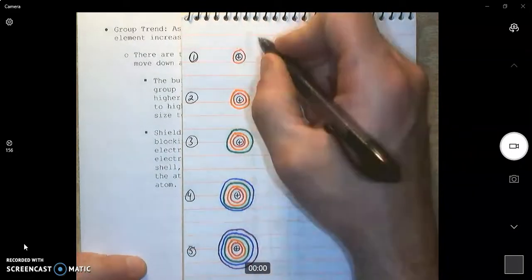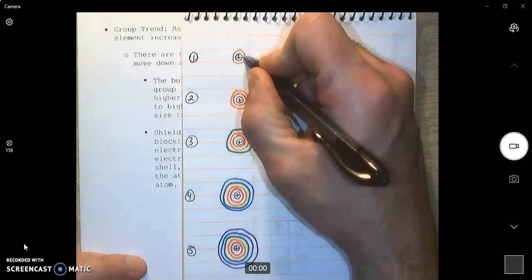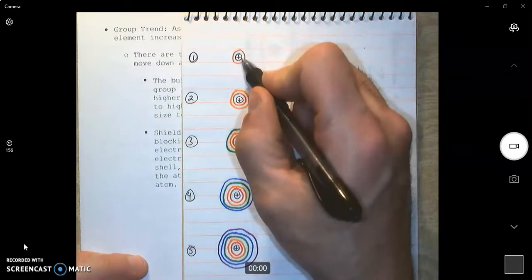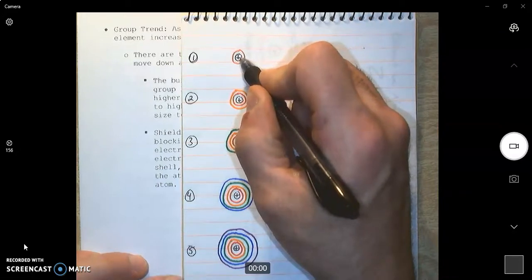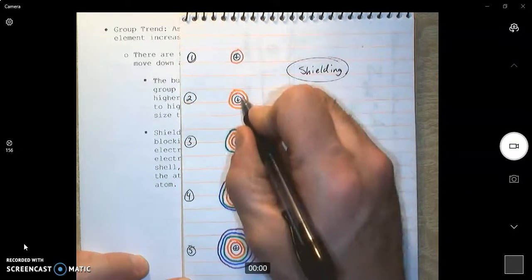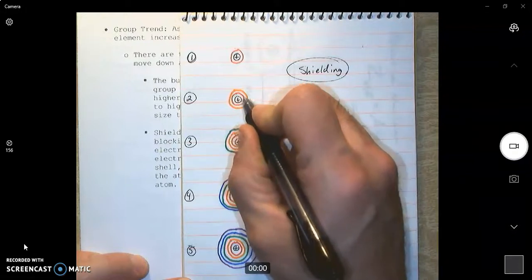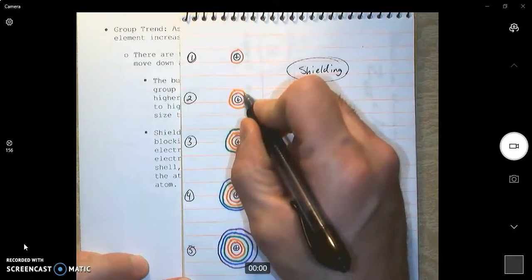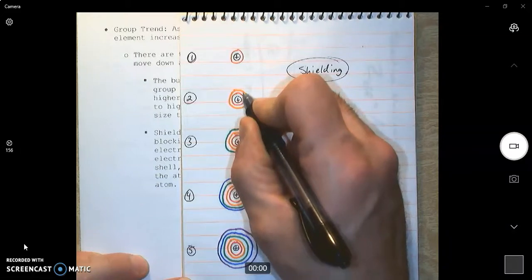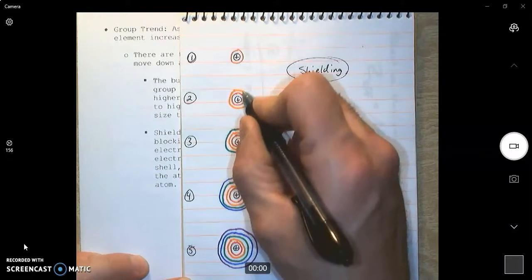Shielding relates to how many electrons are in between the nucleus and the outer shell. So for row 1 elements, there is no shielding. There's no electrons in between. If we go to row 2, we have one layer of shielding. So there's a little bit of interference going from the nucleus to the electrons on the outer shell. So they're not held onto as tightly.